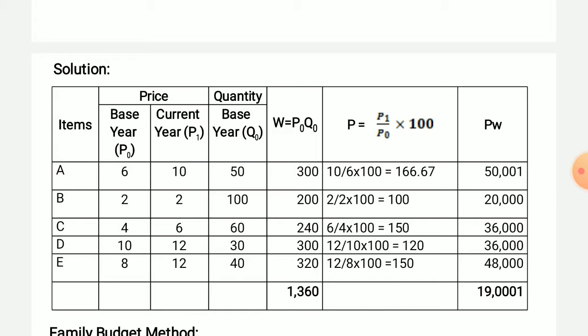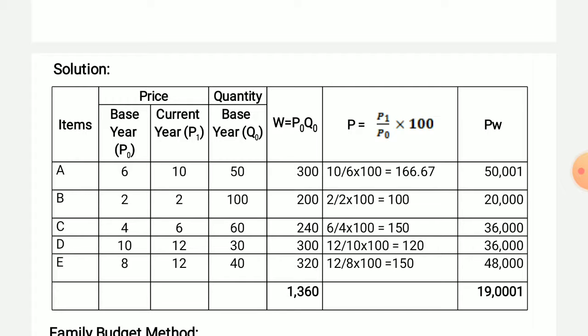PW: 300 into 166.67 is equal to 50,001. 200 into 100 is 20,000. 240 into 150 is 36,000. 300 into 120 is 36,000. And similarly 320 into 150 is 48,000. Now the sum of PW, sigma PW is equal to 190,001, and sigma W is equal to 1,360.